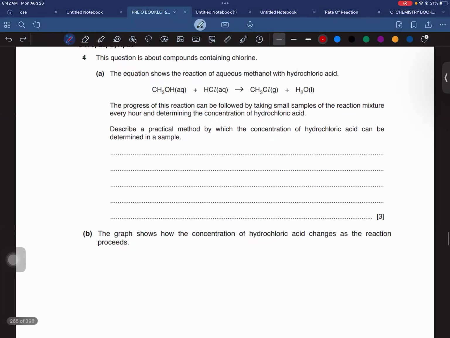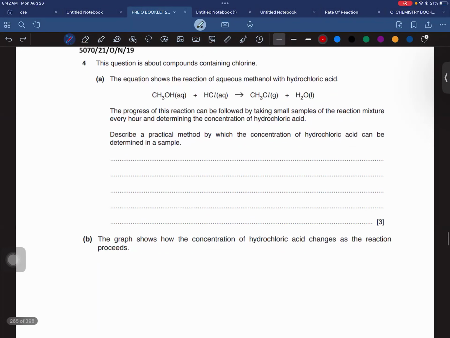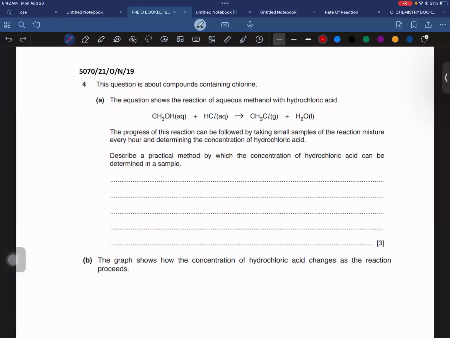Can you tell me this? This question is about compounds containing chlorine. The equation shows the reaction of aqueous methanol with hydrochloric acid. The progress of this reaction can be followed by taking small samples of the reaction mixture every hour and determining the concentration of hydrochloric acid. Describe a practical method by which the concentration of hydrochloric acid can be determined in a sample. This is very easy. I'm giving you just a few seconds. You are supposed to just think, and then I would be asking what you are supposed to do with this question, but fast.